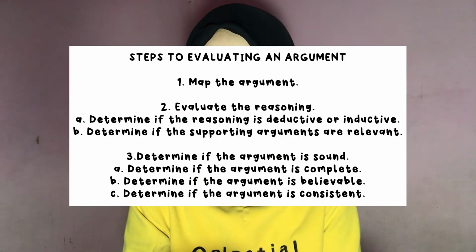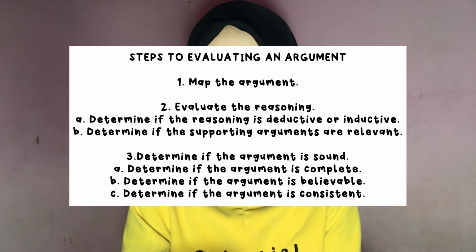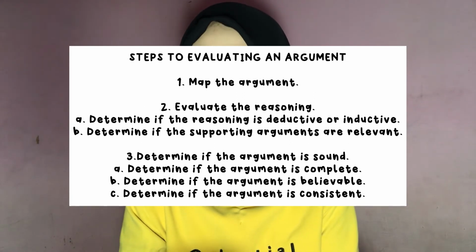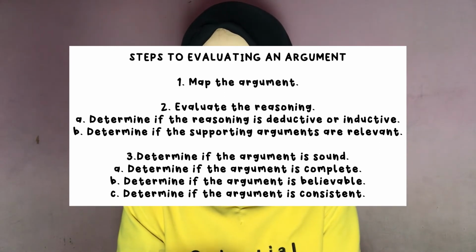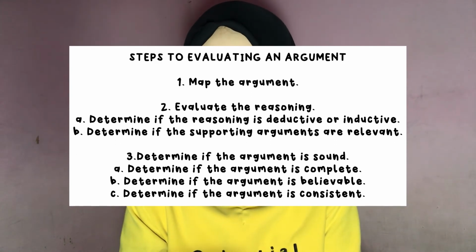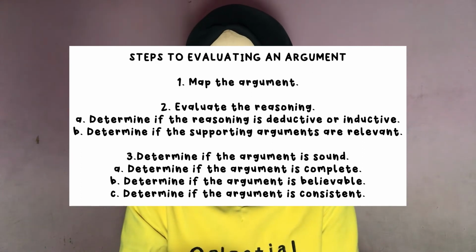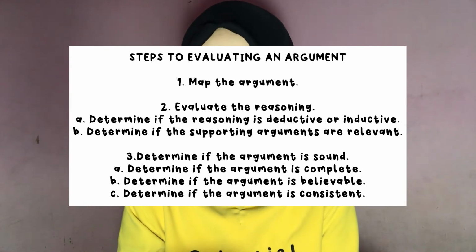Next step to evaluating an argument. First, map the argument. Second, evaluate the reasoning. A. Determine if the reasoning is deductive or inductive. B. Determine if the supporting arguments are relevant. Third, determine if the argument is sound. A. Determine if the argument is complete. B. Determine if the argument is believable. C. Determine if the argument is consistent.